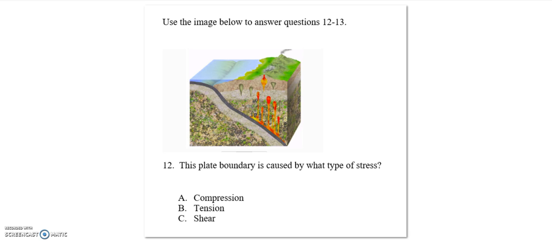Use the image below to answer questions 12 and 13. So in this, look at the image. This plate boundary is caused by what type of stress? So you have to figure out which type of plate boundary this image would be and tell me what type of stress that plate boundary is. Is it A, compression, B, tension, or C, shear? Which type of stress caused this boundary?